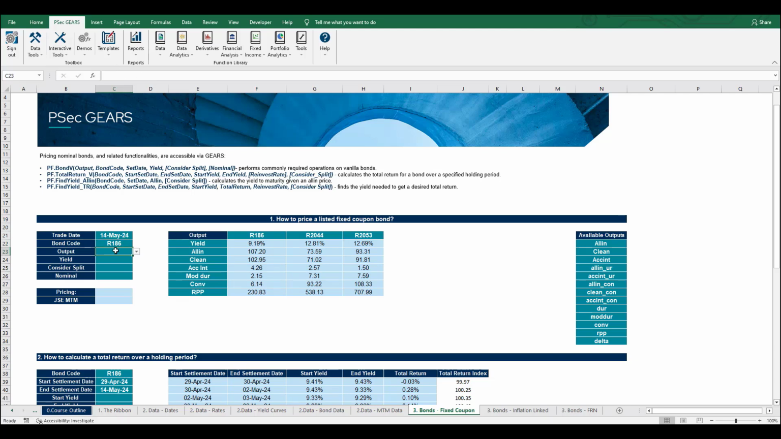And what do we want as an output? There are several options available. You can get the all-in, you can get the clean accumulated interest, you can get your all-in UR, which is unrounded. JSE standard is 5 decimal places at this point in time, and this will just give it to an infinite amount of decimal places, not that that is required. You can also get the all-in consideration. You can get your risk statistics, the duration, modified duration, convexity, rand per point, your deltas. But we're just going to go with the all-in.